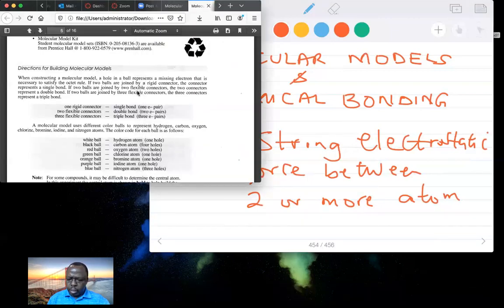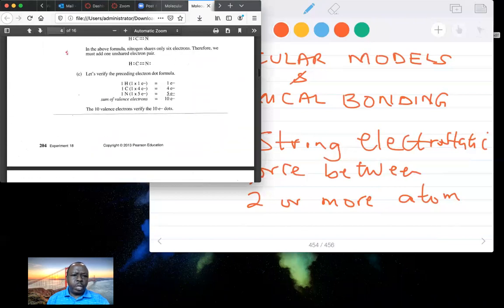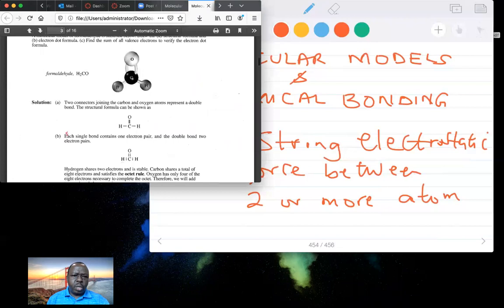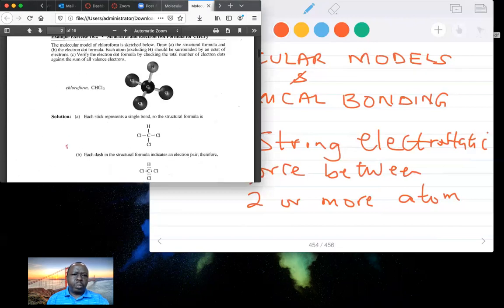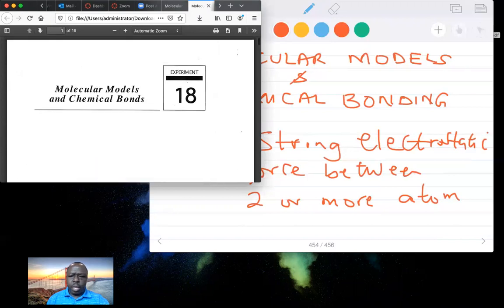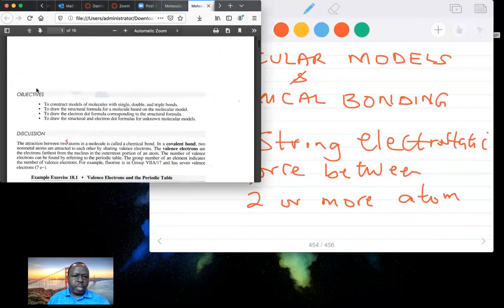You will not make the models, but we will draw what we call the Lewis structure, which represents the actual molecules. There are steps for drawing the Lewis structure. We will see how to construct the structure of molecules based on the chemical formulas given. So how are you going to make a double bond, triple bond, and so forth? That we're going to see, how to come up with a double bond. We will not do the unknown.